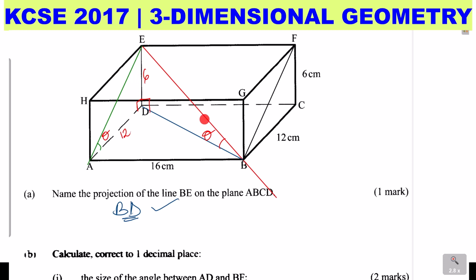So DEB is right angled at point D. We already have one side, which is DE, 6. So we need to get BD. To get BD, we are going to consider triangle ADB. That triangle is right angled at A. Remember, the base is a rectangle, and therefore angle A is 90 degrees.